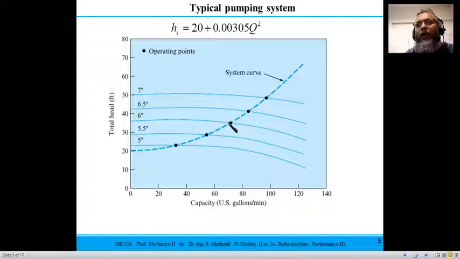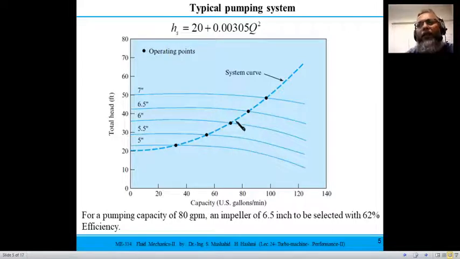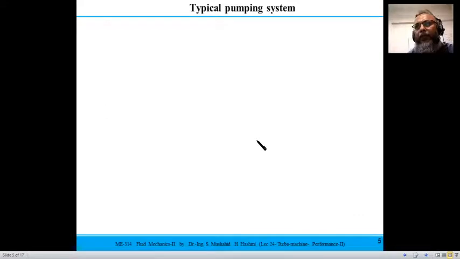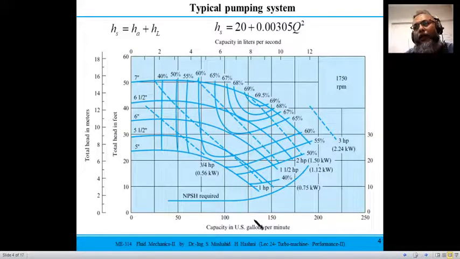So at 6 inch, our volume flow rate would be less than 80, so we need 80, so we have to look for some 6.5 inch impeller diameter. And obviously, from the previous curve we can see the percentage corresponding to around 80, and at 6 inch diameter the percentage is something between 60 and 65. So that would be the efficiency of the corresponding pump.